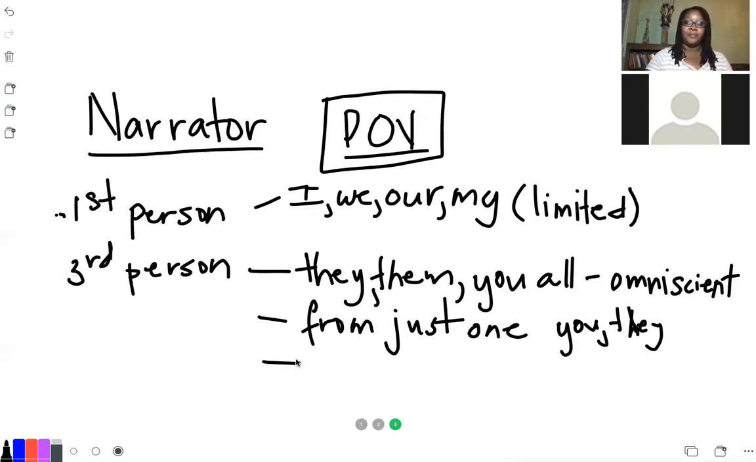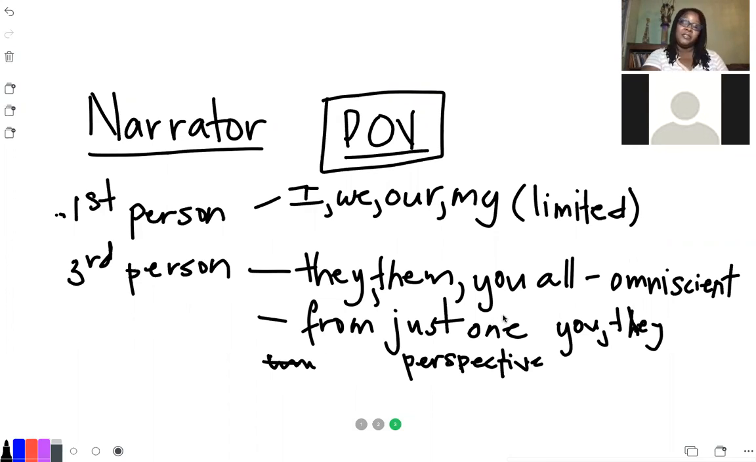And then you have the third person narrator. I think I mixed something up. I don't need this one again because I already discussed this one. All right. So the third person from all sides or the omniscient, and the third person from just one perspective or just from one side, but still third person because they're giving you that third person feel of things. So in a nutshell, these are your narrators.